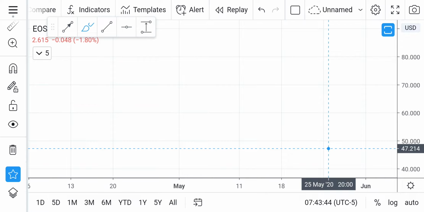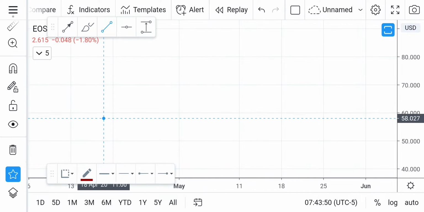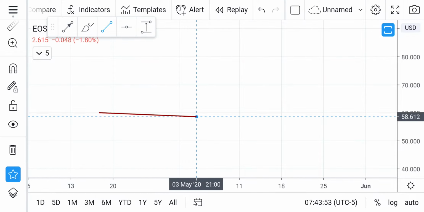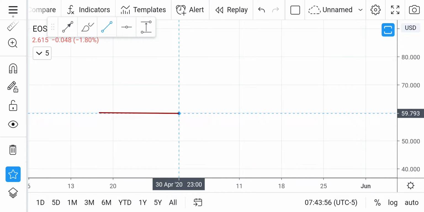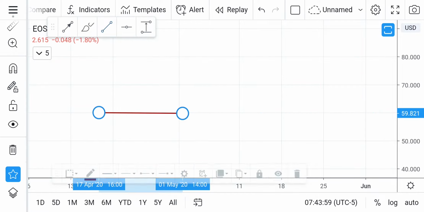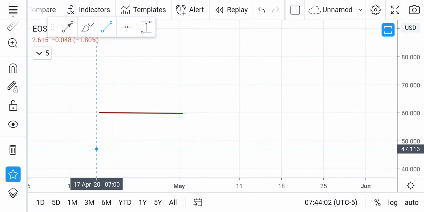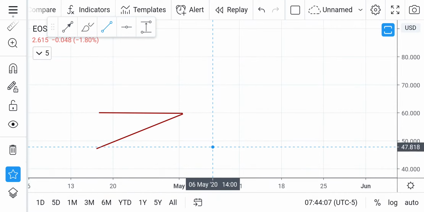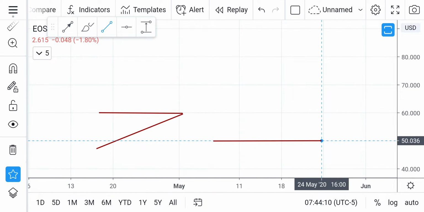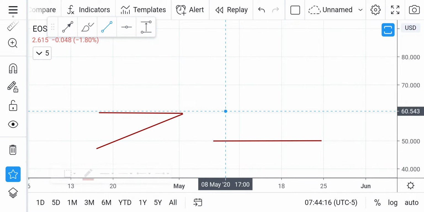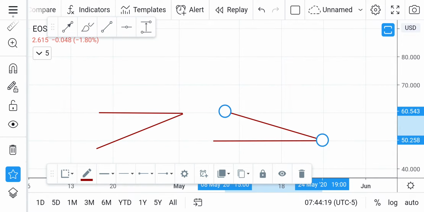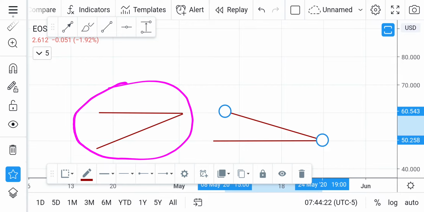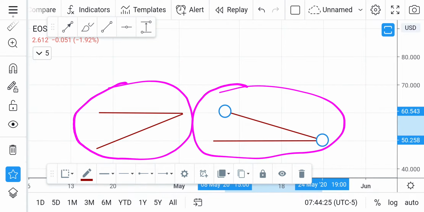When you see it on your chart, you might think it's an ascending triangle or a descending triangle, but there is a difference. For ascending triangle, you have a resistance and you have a rising channel like this. For descending triangle, you have a support and you have a falling channel like this. So this one over here is an ascending triangle. This one over here is a descending triangle.